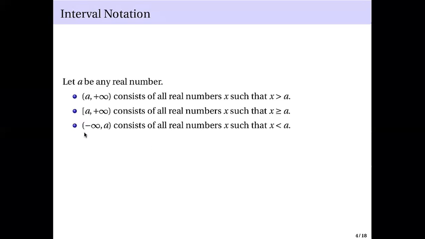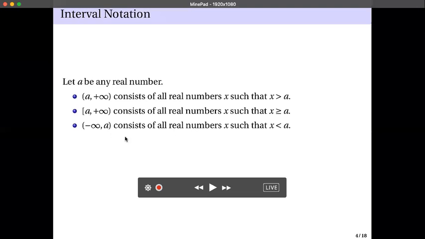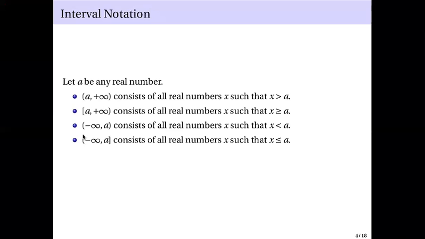We also have the interval (−∞, A), with a close parenthesis. This is the set of real numbers x such that x is less than A. And finally, we have (−∞, A], with a close square bracket. So in here we include A. This is the set of real numbers x such that x is less than or equal to A.